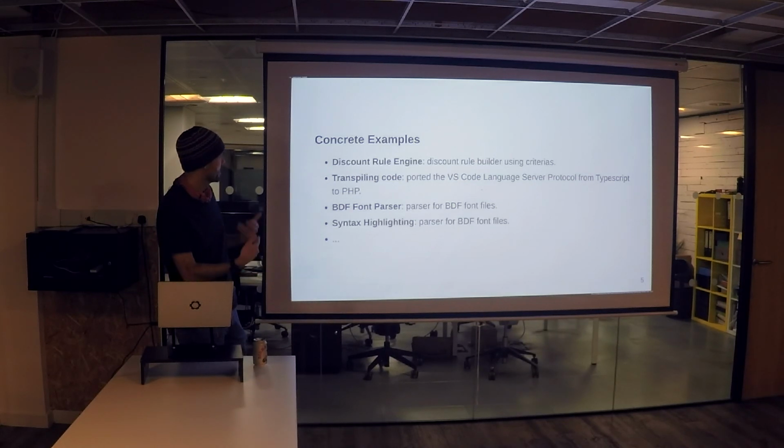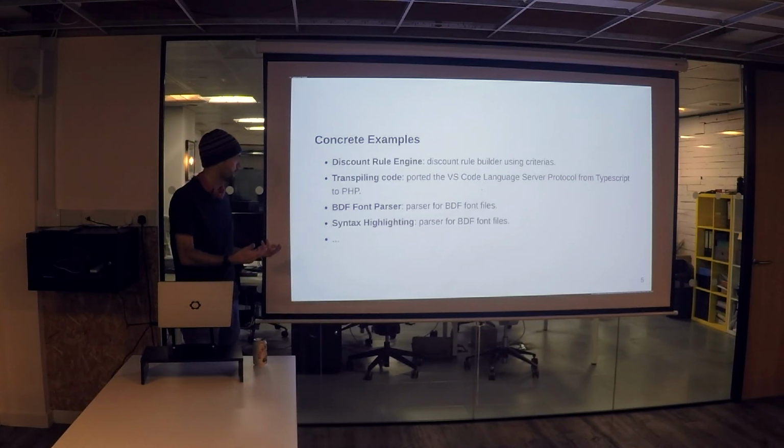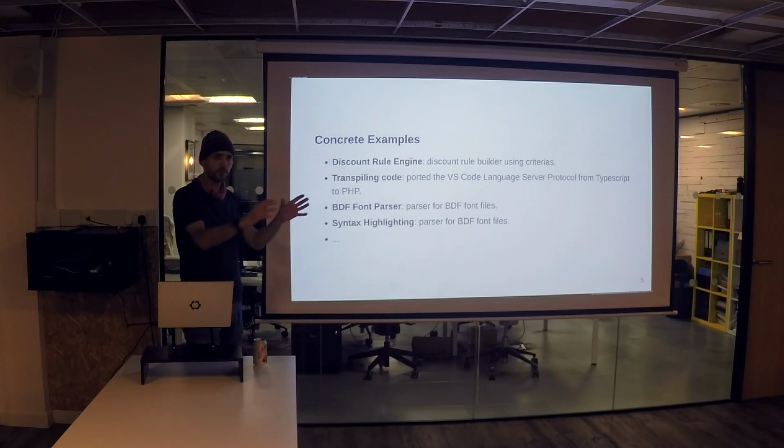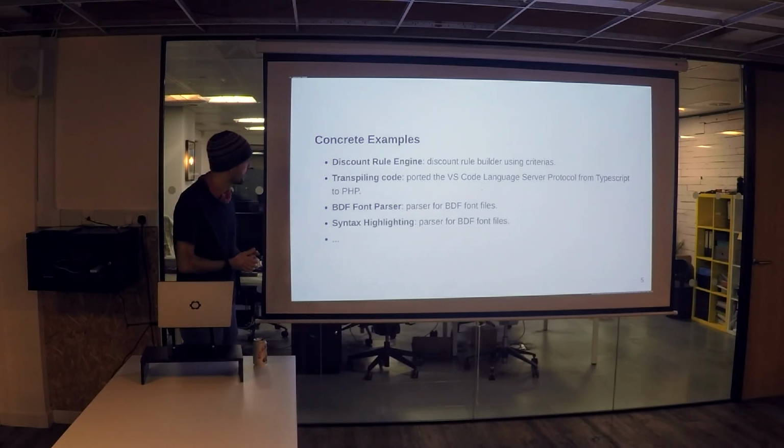So concrete examples might be a discount rule engine in an e-commerce system. In that case, you don't actually use a parser, but you do create what is effectively an AST in the form of criteria objects, and then you evaluate them against products or the cart or whatever.